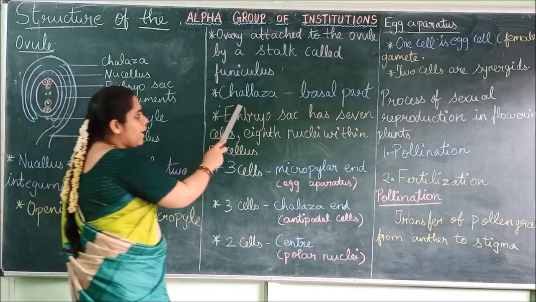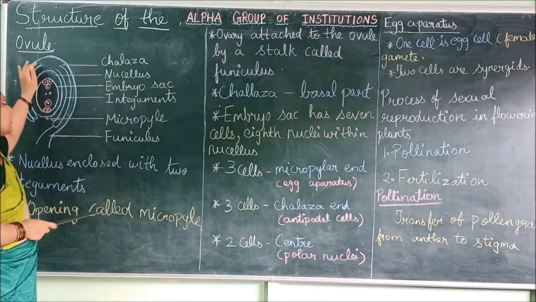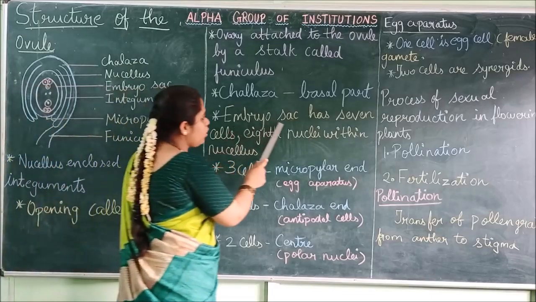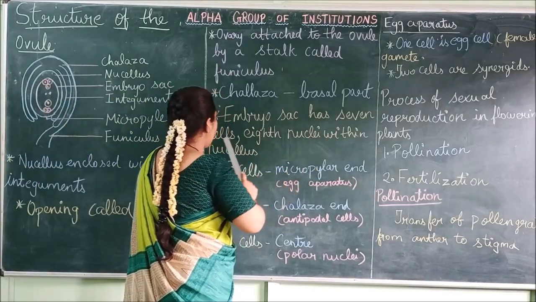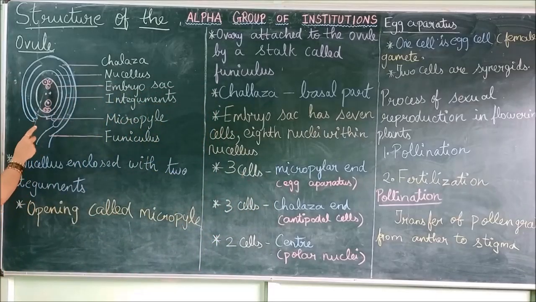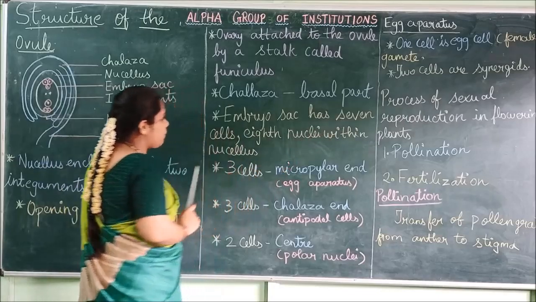Next, the chalaza is the basal part. And next, the embryo sac has 7 cells. In this embryo sac, you can see 1, 2, 3, 4, 5, 6 cells present, but what they told here is that 7 cells are present.